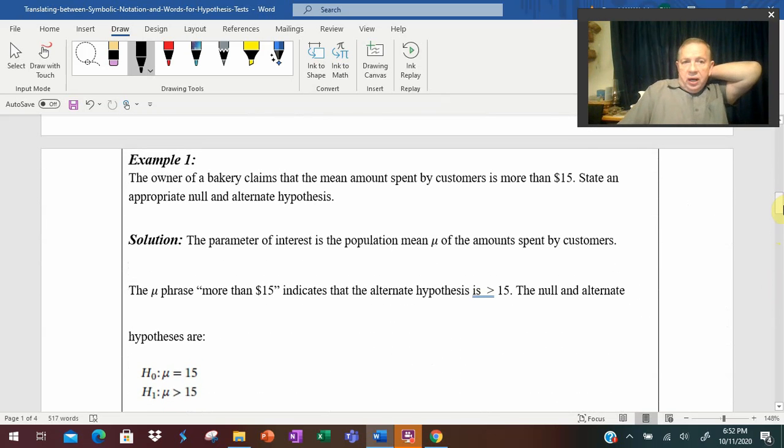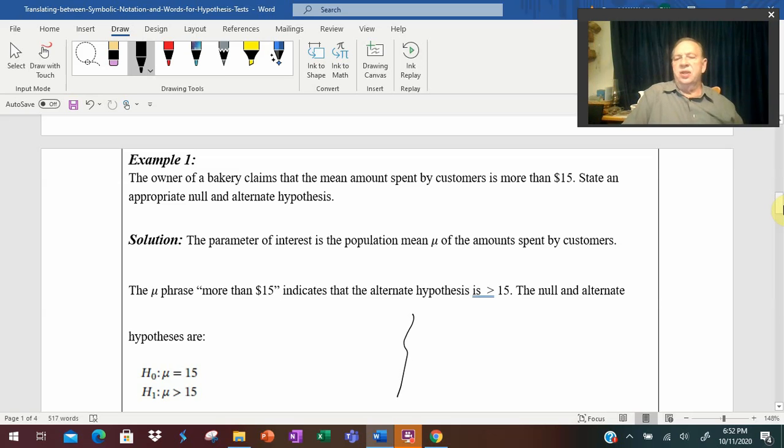The owner of a bakery claims that the mean amount spent by customers is more than $15. State the appropriate null and alternate hypotheses. So first of all, I'm going to go over here and do my little version of it, and then we'll do the textbook.